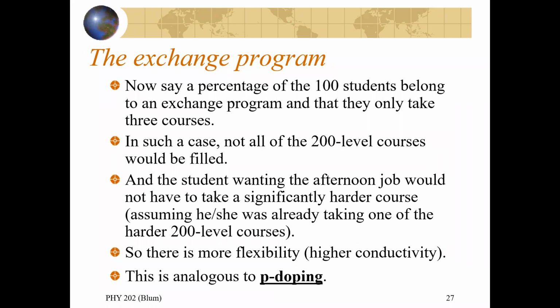And so is there flexibility? Well, for some of the students, there is. They have to take a slightly harder 200 level course, Philosophy 280 instead of English 277. But that gives them flexibility in their schedule. They can take the afternoon job if there's the p-doping. So that gives you increased flexibility, higher conductivity. P-doping improves the conductivity, at least by our analogy.